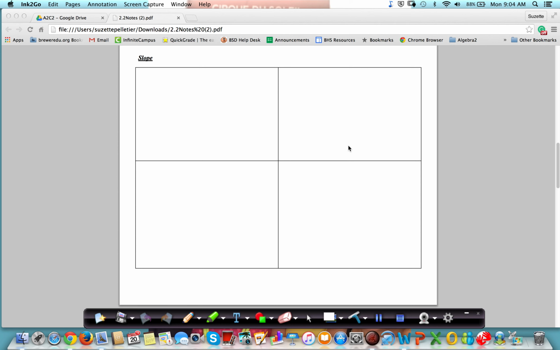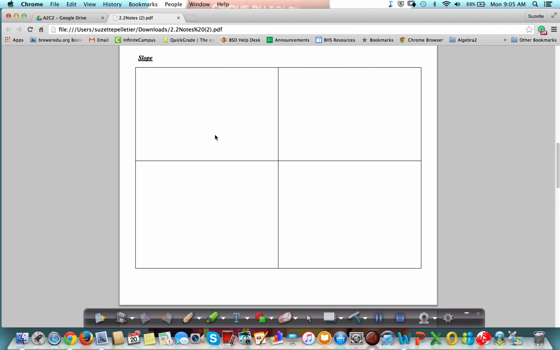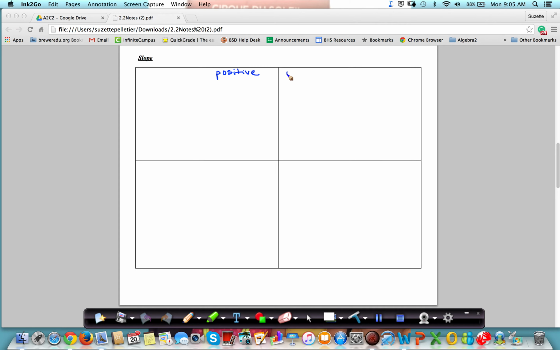Okay, so this lesson is going to be about calculating the slope and finding the slope. I know you've talked about slope several times. I'm quite specific about how I like slope being discussed, so I'm going to talk to you a little bit about it. In this box, we're going to be talking about positive slope. In this box, we're going to talk about negative slope. Here we're going to talk about zero slope, and here we're going to talk about no slope.